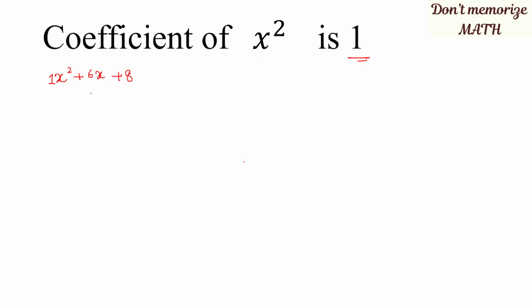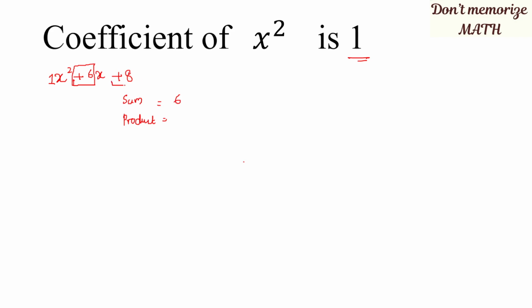Okay, so first you have to write sum and product. Remember, sum is always the number with x. Whatever number you have with x, that is the sum. So here the sum is 6. If you have negative 6, you have to write negative 6. Here we have positive 6. So sum is 6.